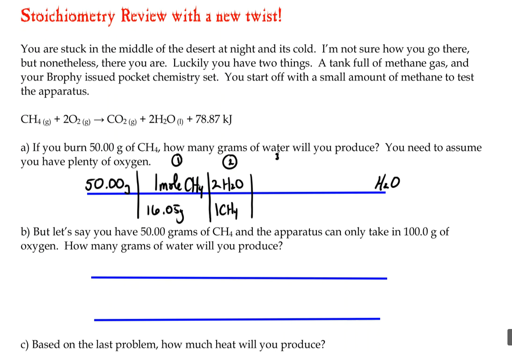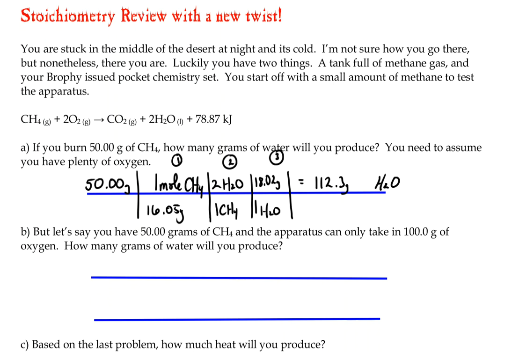My third step is whatever units you're trying to get to. In this case, I want to get to grams, so I'm going to use the molar mass of water. So that's 18.02 and 1 mole of water down here. And that's going to equal 112.3 grams. So that's how much water I'd produce. I had 50 grams of methane, and I just burned it with as much oxygen as I needed.